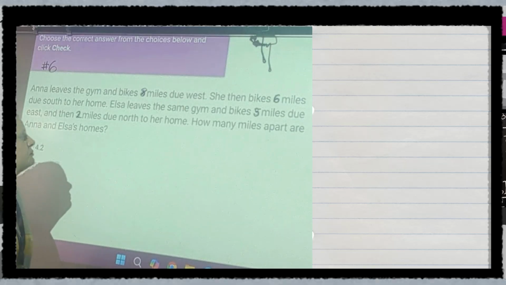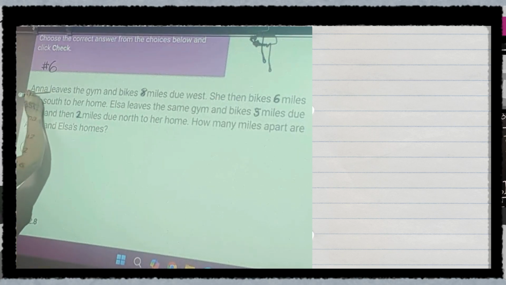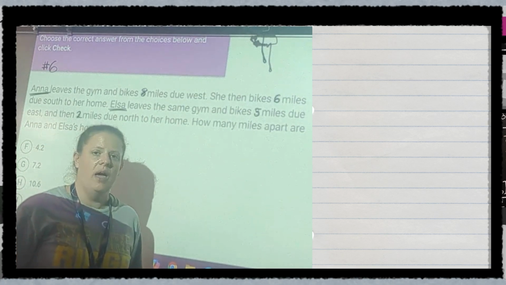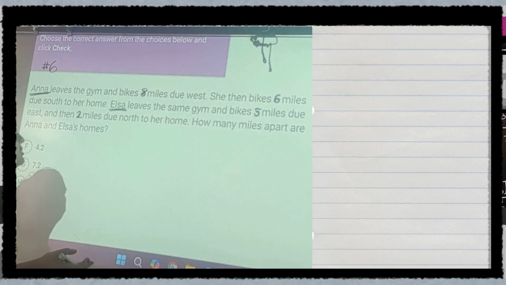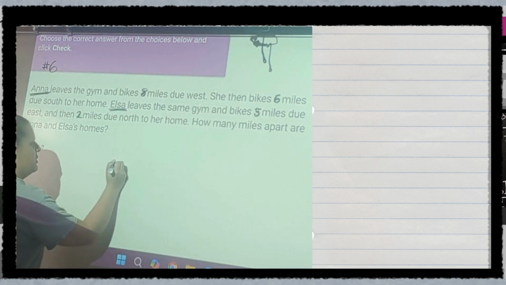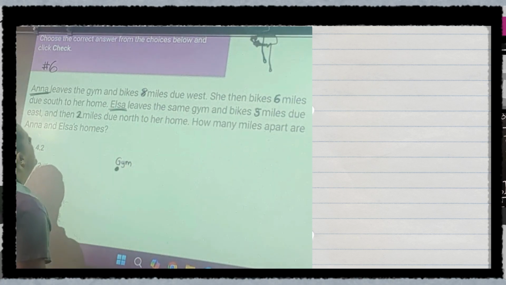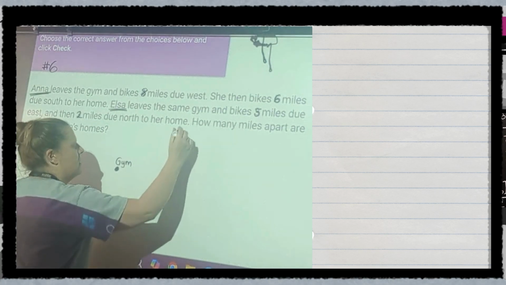Number 6. We have 2 girls, Anna and Elsa. Looks like they are at the gym and they are each going to bike home. We want to figure out, once they take these directions home, how far apart do they actually live from each other. So Anna's at the gym. I'm going to call that gym. She bikes 8 miles west.